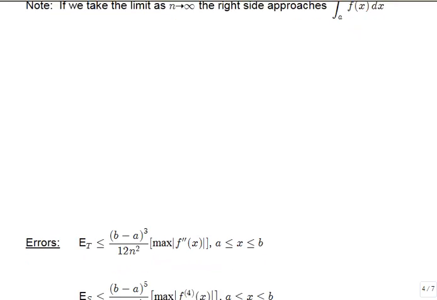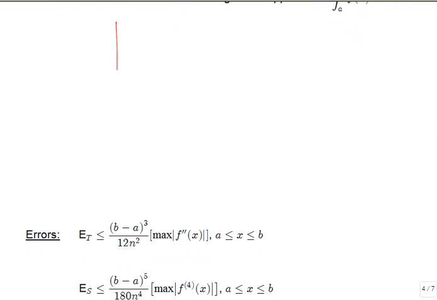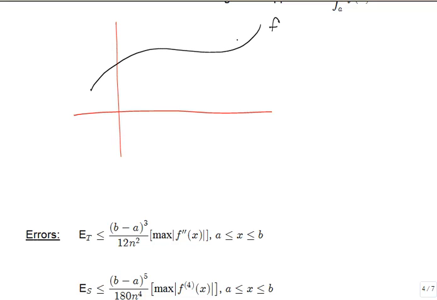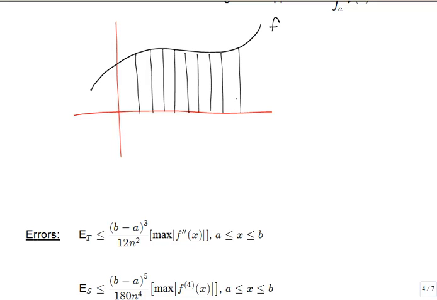Okay, and again, the idea behind this, or the picture behind this, is if you have a function, you're going to chop this up, and for Simpson's rule you need to make sure that you're using an even number for n. This does require that n is even. And what you do is you take 3 consecutive partition points and you find the best fitting parabola that goes between them.